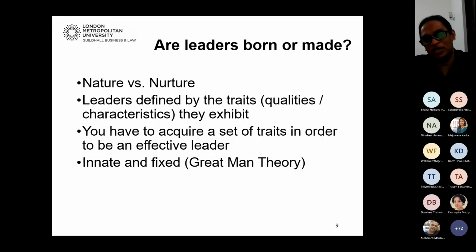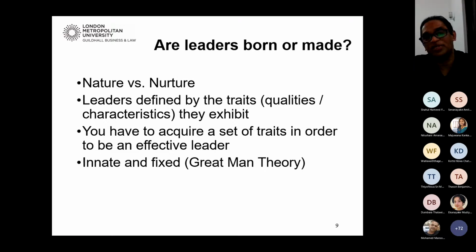So in this case, if great man theory is about leaders being born, then there is an argument about whether leaders are born or made. So it's a matter of nature versus nurture. Nature means you are born. Nurture means whether you can be made, trained, right?